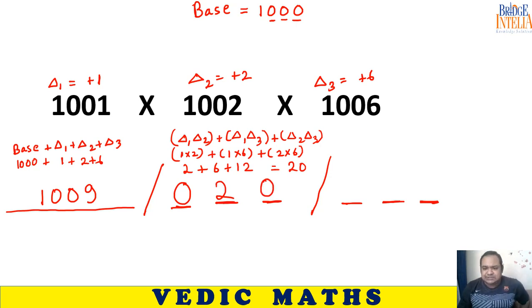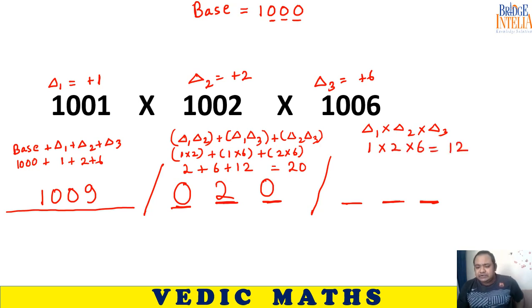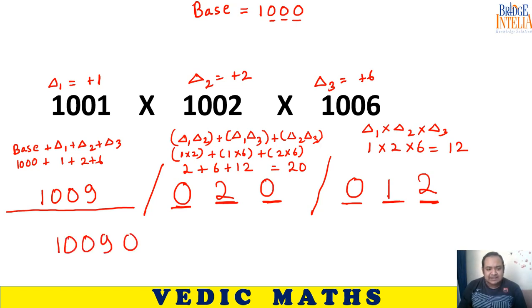Coming to the last portion. Delta 1 into delta 2 into delta 3. That is equal to 1 into 2 into 6. This is equal to 12. So how will we write 12? Because there are three blank spaces, we will write 0, 1, 2. Now we have filled all the blank spaces. It means our answer is ready. And this should be our answer.